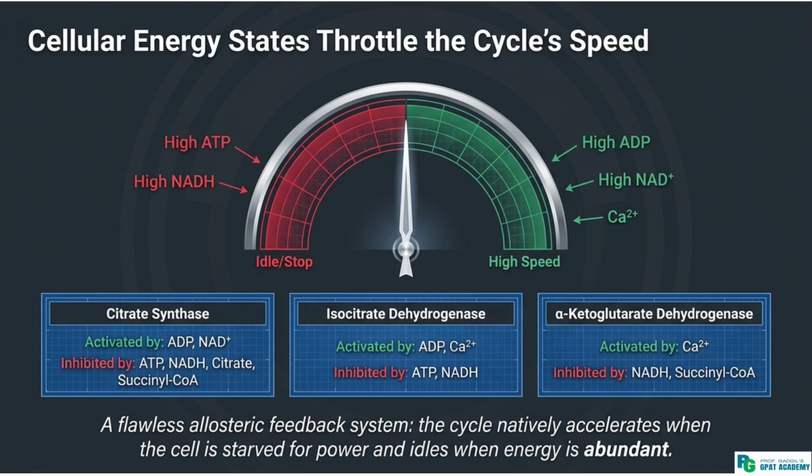When energy is low, the cycle speeds up. When energy is abundant, it slows down. It's a beautiful feedback system.